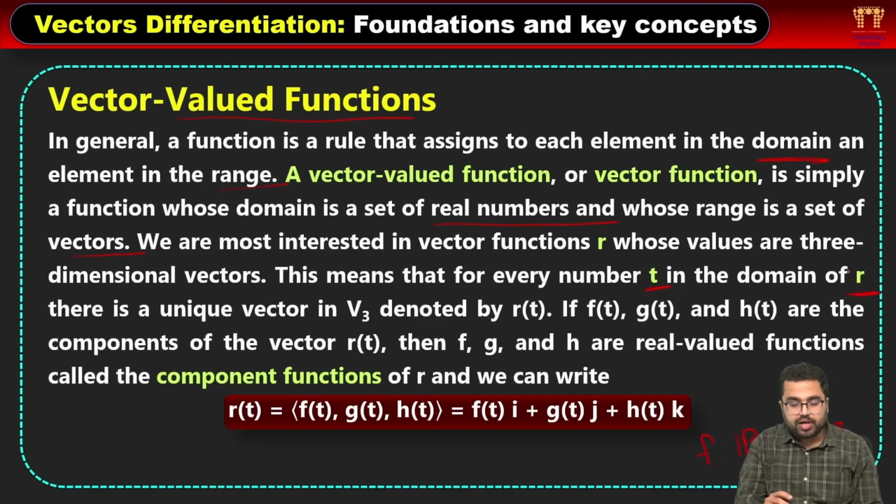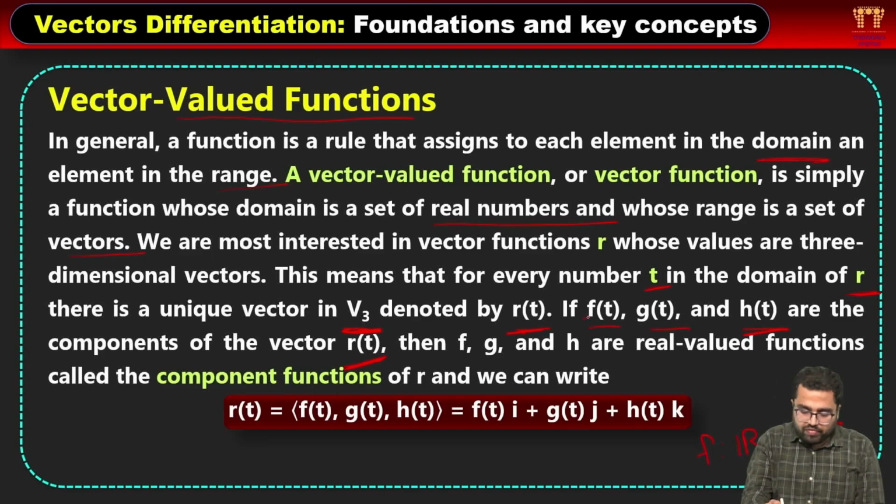So for every number t in the domain R, we denote the vector valued function by small letter r. There is a unique vector in V3 denoted by r of t, and if f of t, g of t and h of t are components of r of t, then f, g, h are real valued functions called the component functions of r.